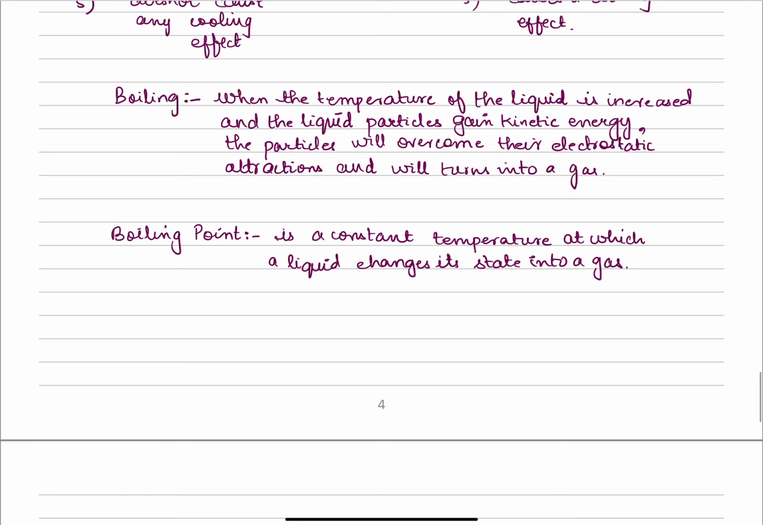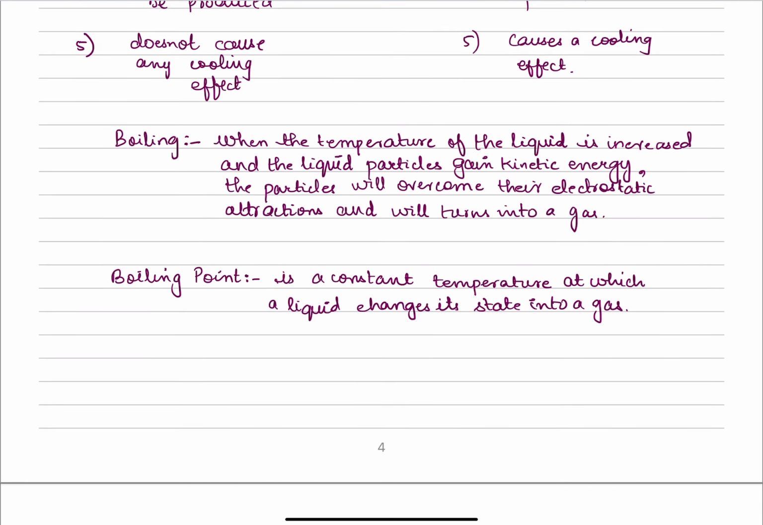Now, this was boiling and melting, but they can also ask you in the exam the reverse process, which is freezing, or the reverse process, which is condensation. So for that, you're going to write the opposite of what we have just written, that when we are condensing a gas into a liquid, the temperature of the gas is reduced, because condensation is gas to liquid. So when the temperature of the gas is reduced, the gas molecules lose kinetic energy and the particles will start to have electrostatic attractions between them and they will turn into a liquid.